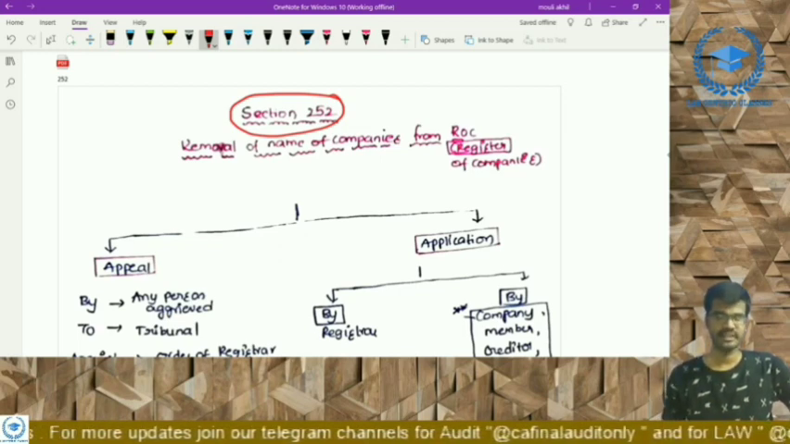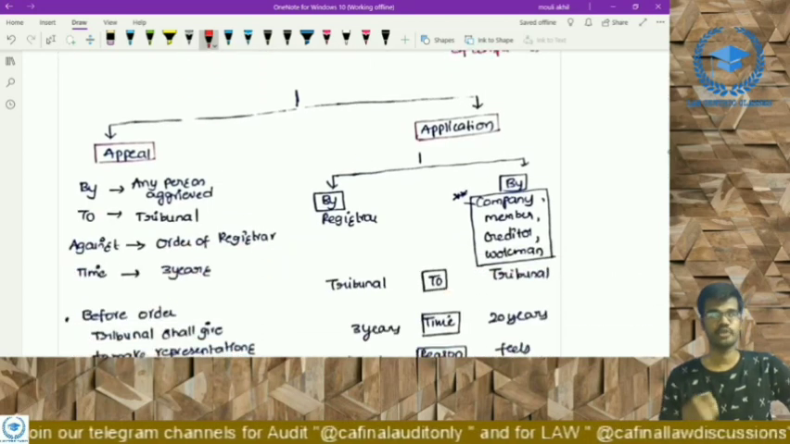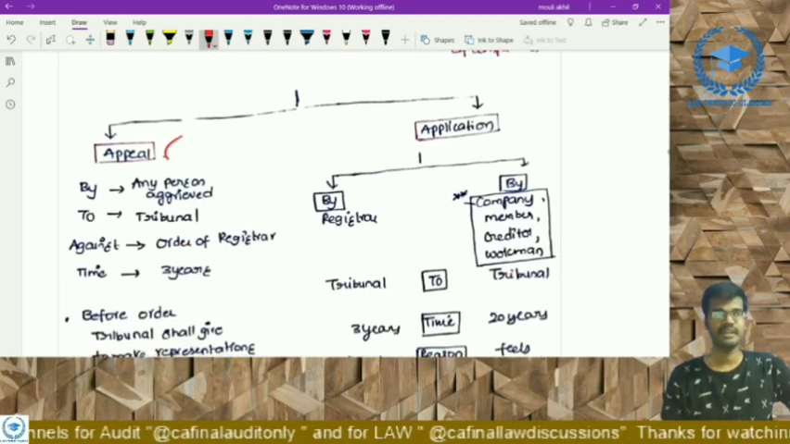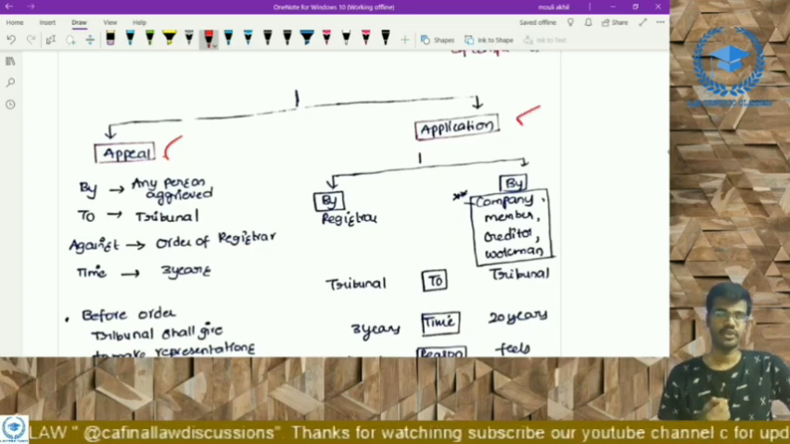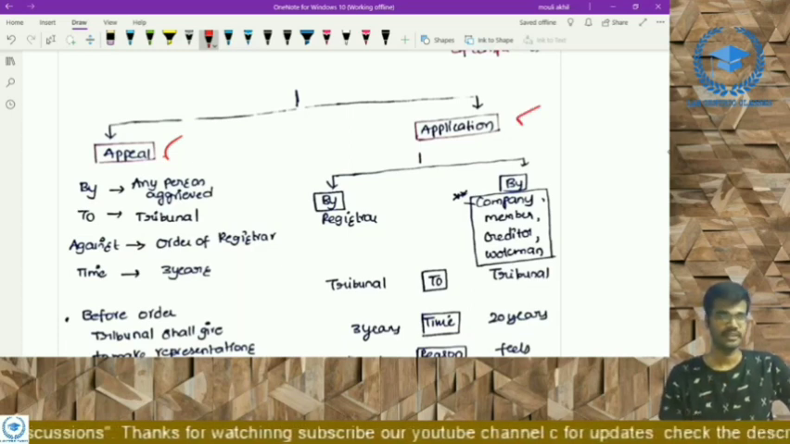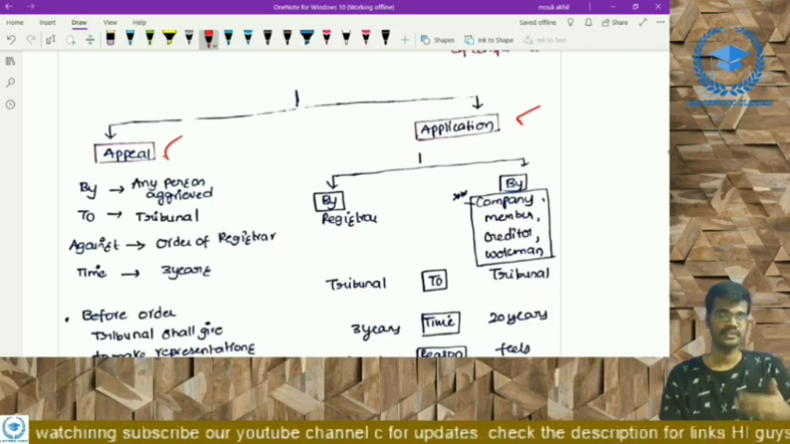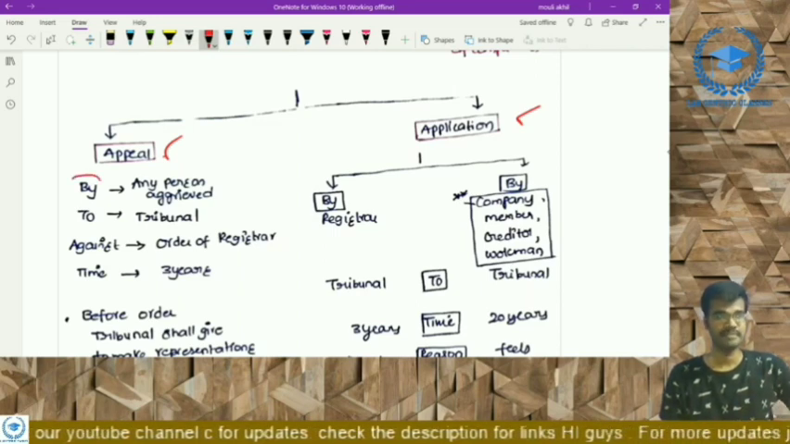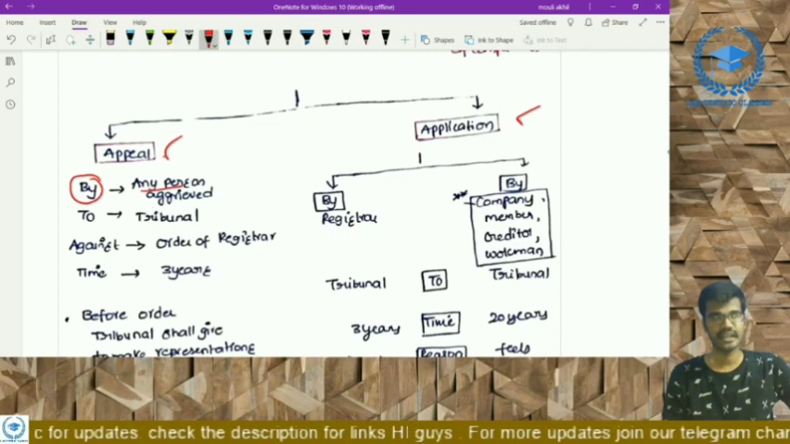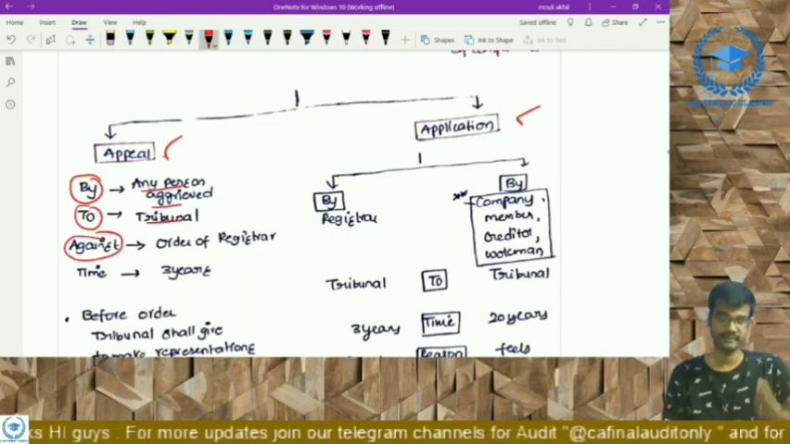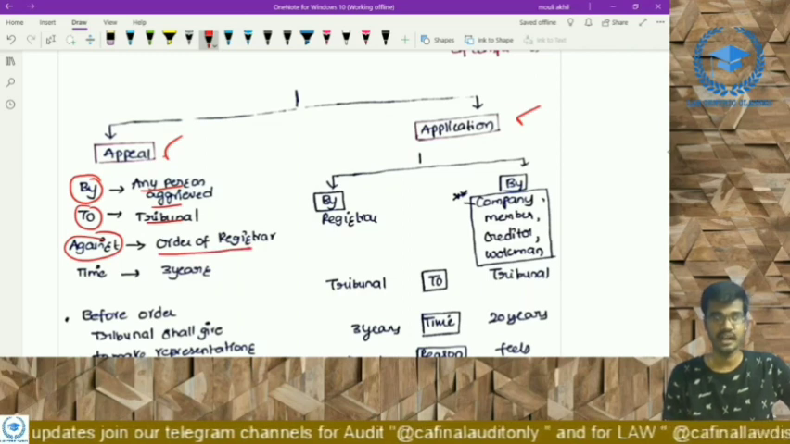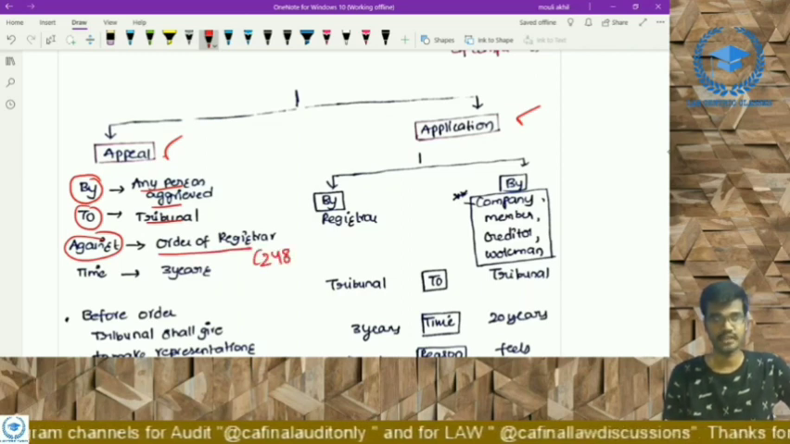Coming straight to that section, we'll divide it into two parts. That is the appeal part, and the second part is the application part. Straight away going to the appeal part, in section 252, an appeal shall be filed by any person aggrieved, to whom? To the tribunal. Against what? Against the order of the registrar under section 248, right?